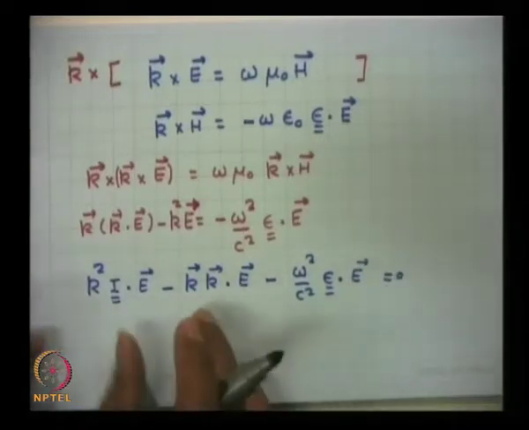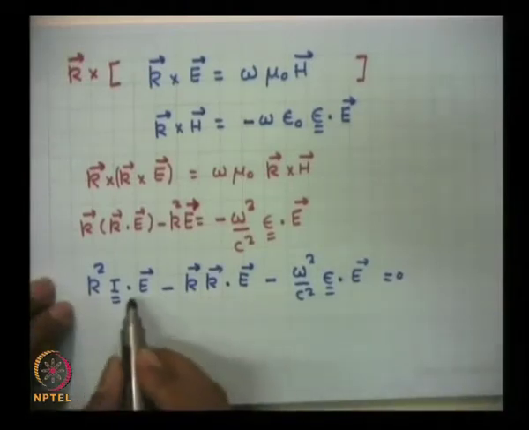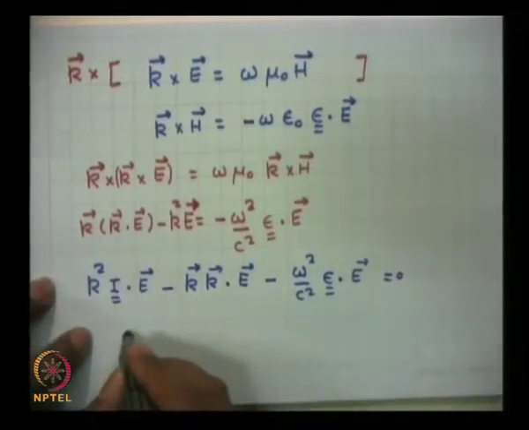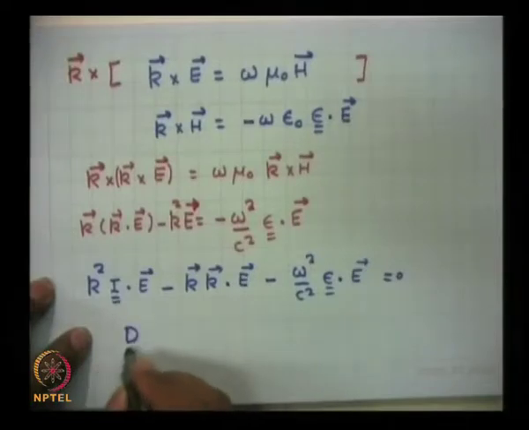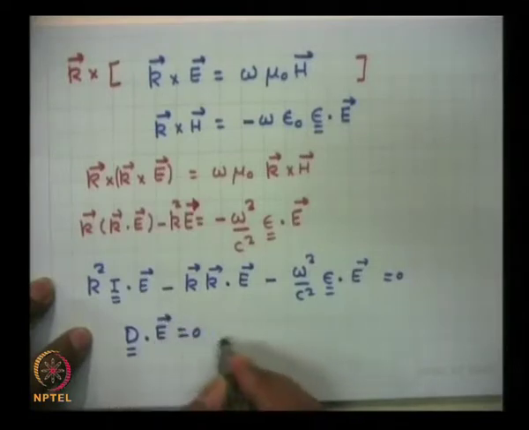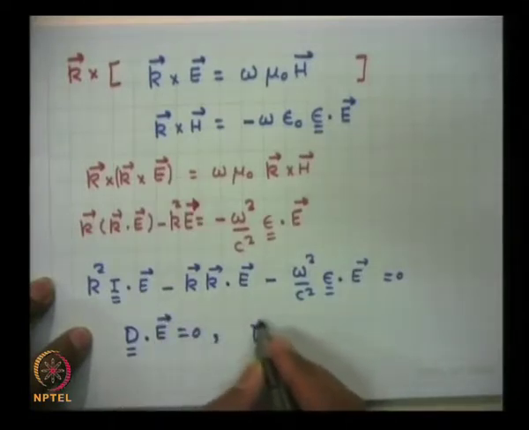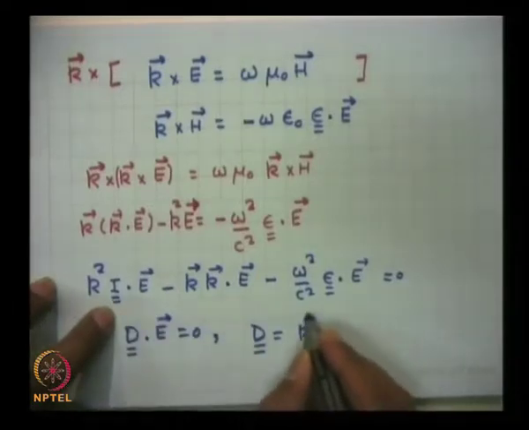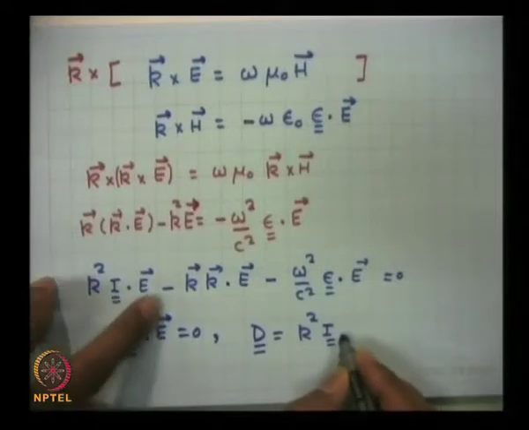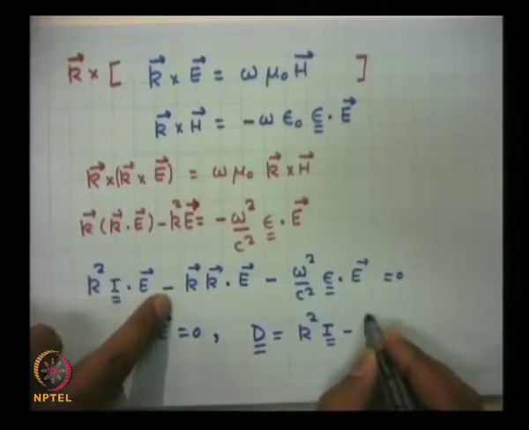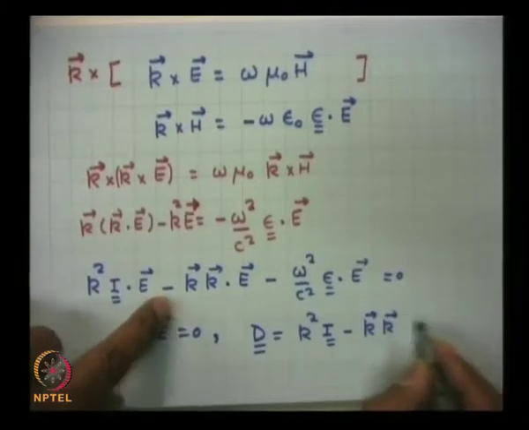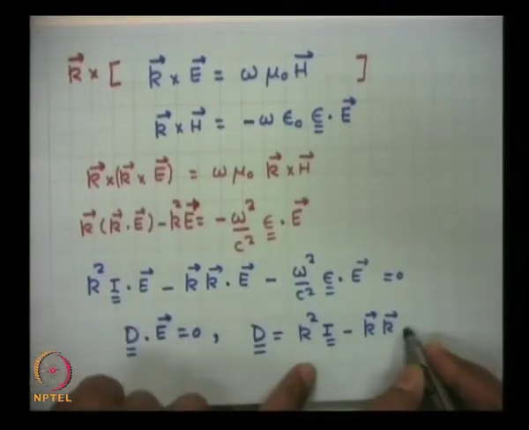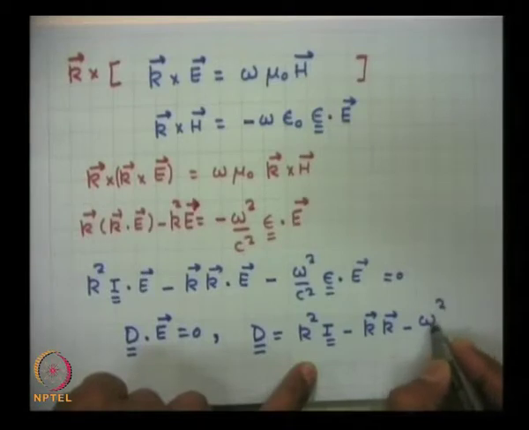What can I do? Formally, I can take E outside and the remaining quantities I can call some quantity, say a tensor, new tensor. Let me call this d dot E equal to 0, where I am calling d tensor as k square I minus k k, and then this is minus omega square by c square epsilon.